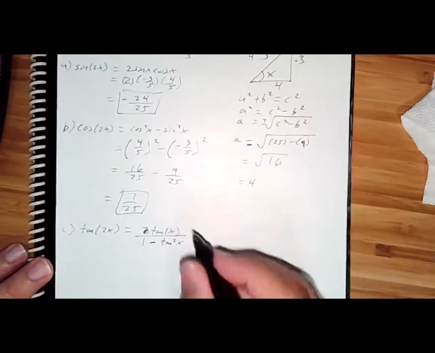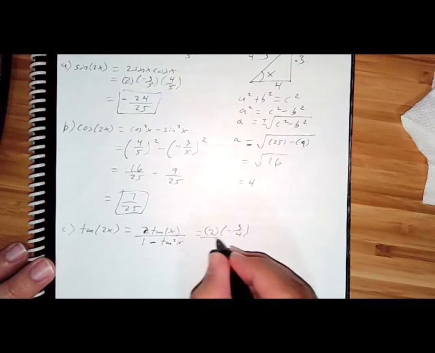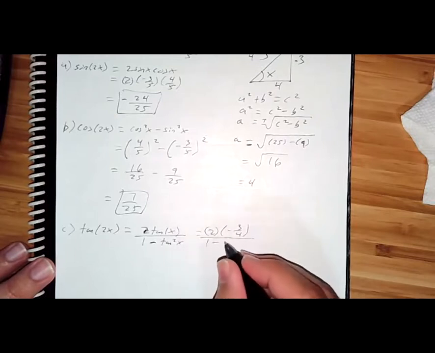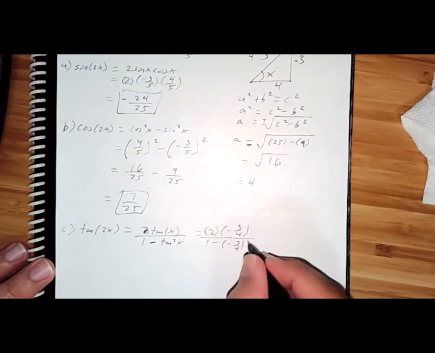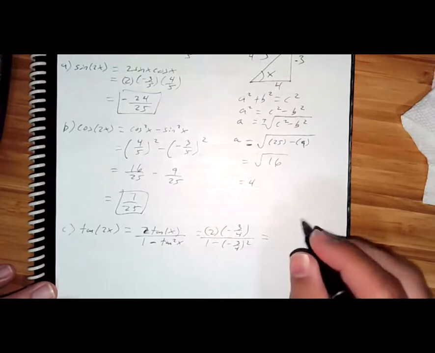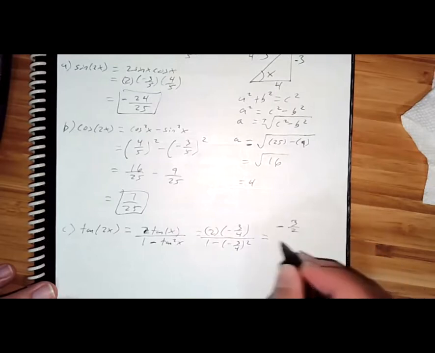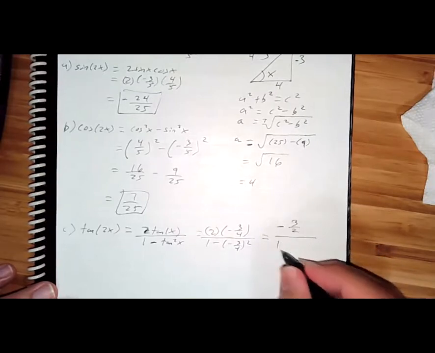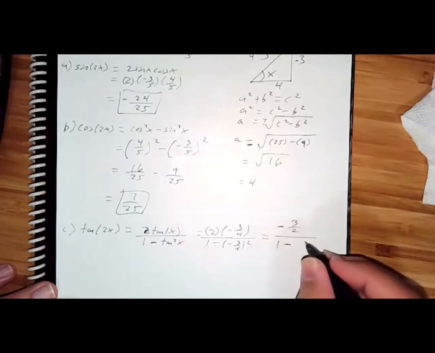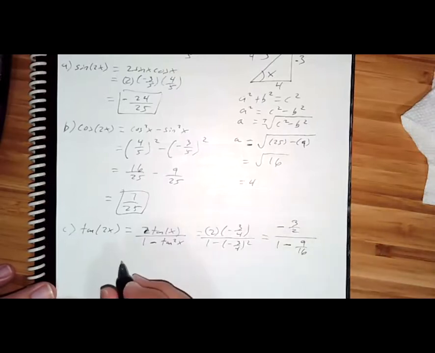-3/4. Okay, so just plug in -3/4 in these locations and we're done. So that'll be 2 times -3/4 over 1 minus -3/4 squared. So that will be some funky fraction. -3 over 2 over 1 minus 9/16. It's not pretty at all, is it?